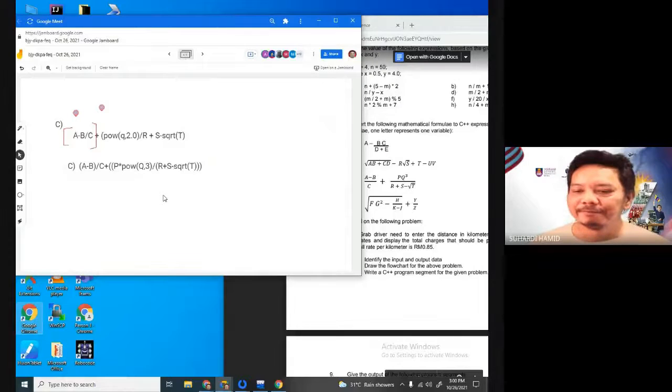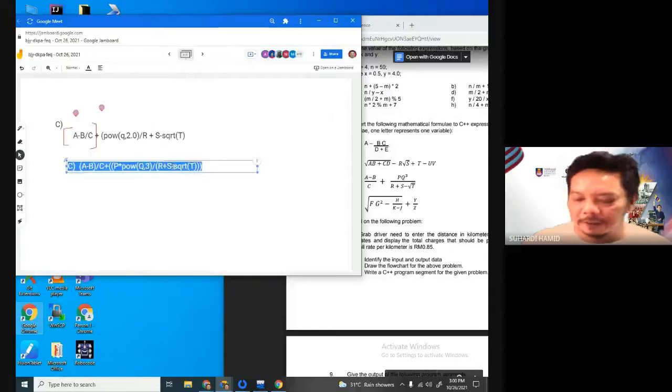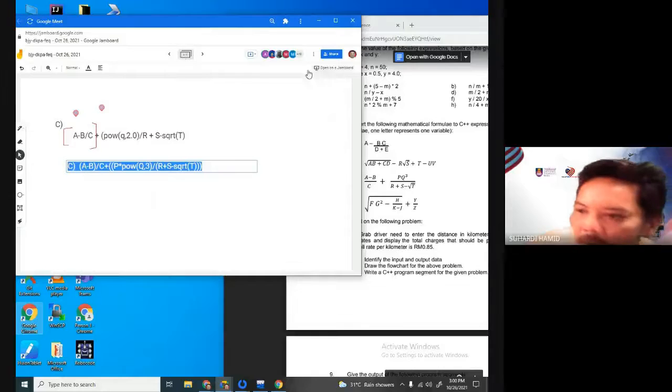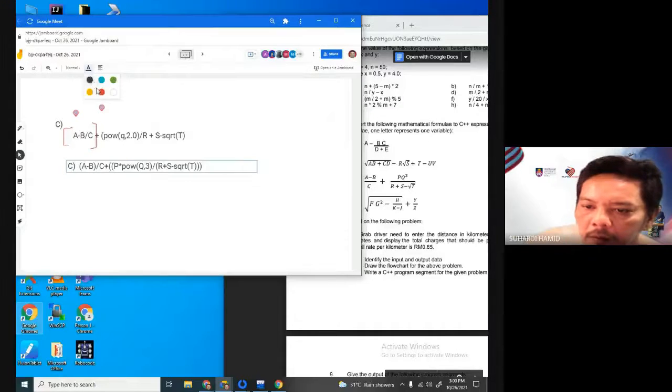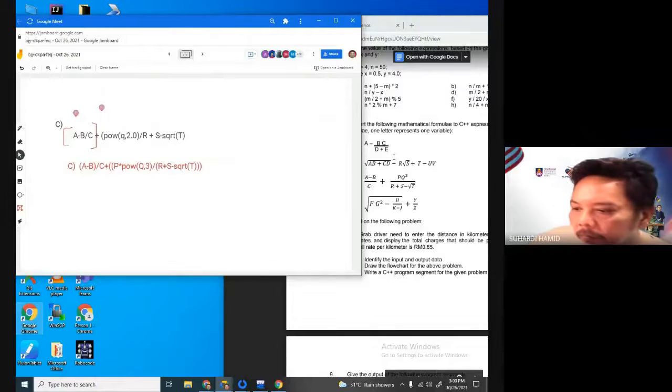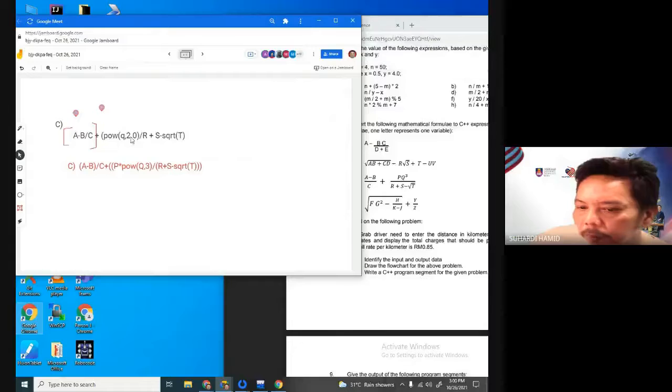Okay. We change that to a different color. So we change the color. There you go. Not 2.0, but you see it's cube, isn't it? That's for C.